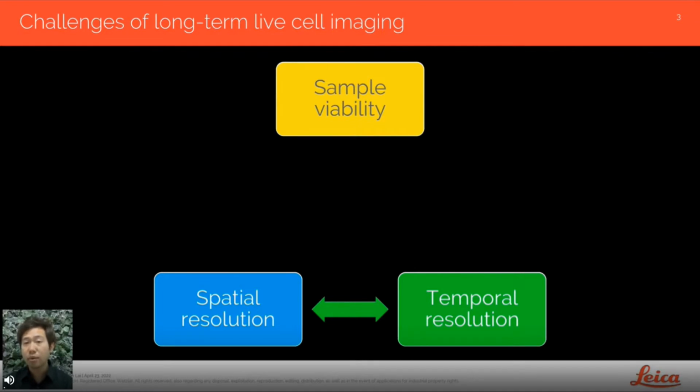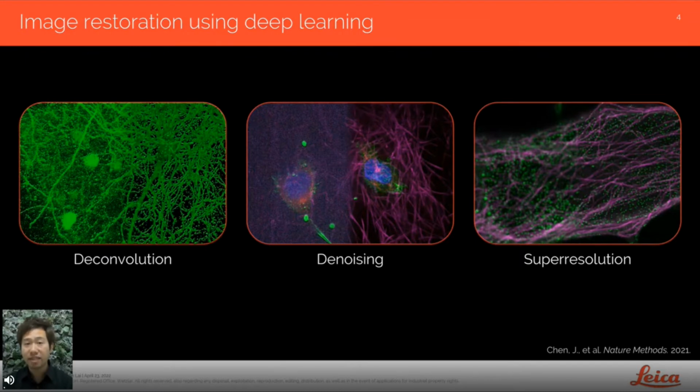But in reality, we would also have to take into account the sample viability to make sure that the acquisition settings that we are using are not going to cause the sample to become unviable. With deep learning, we could stretch the limits imposed by these three factors and get high quality data for long-term imaging without affecting the sample viability. So here's a couple of examples.